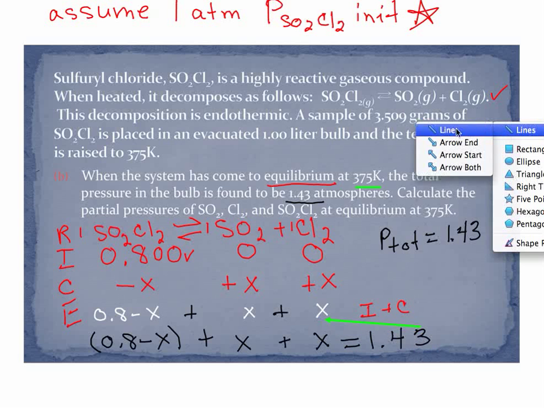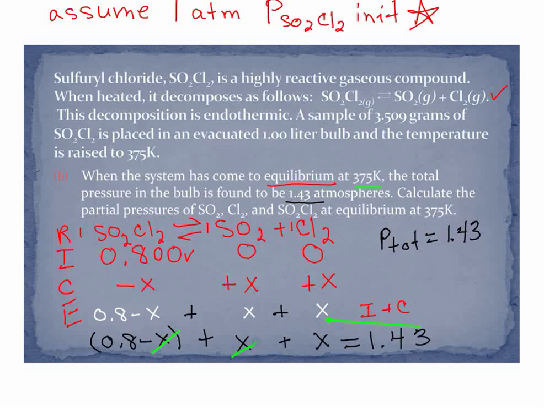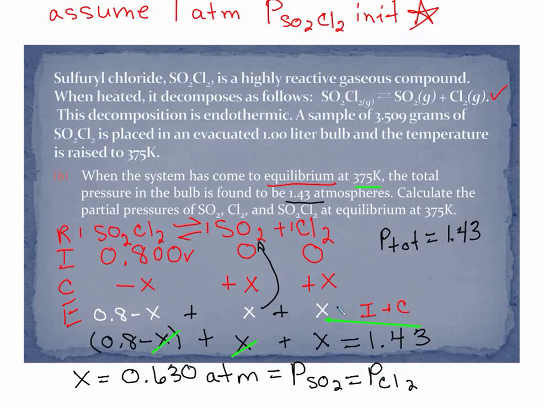So if we do just a little bit of canceling here, minus X plus X, now all I have to do is solve for X, and you'll find that X is equal to 0.630 atmospheres. Okay, now that means that's equal to my partial pressure of SO2, because X represented my SO2 partial pressure. That's also equal to my partial pressure of Cl2, again, because X represented that equilibrium partial pressure.